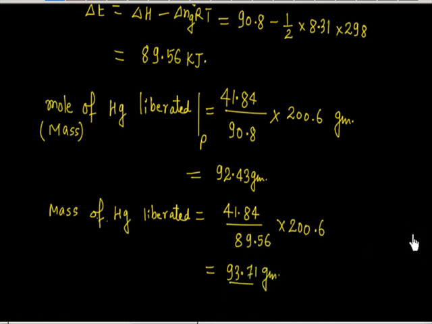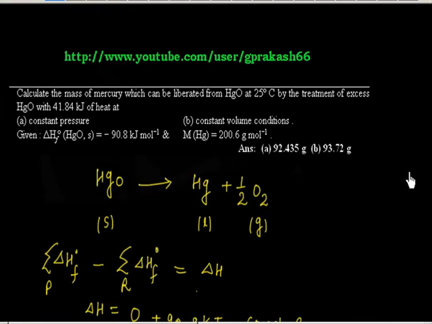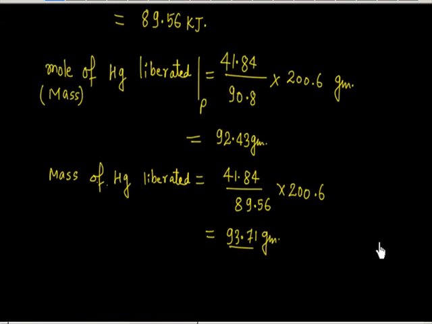You should have 92.43 and then 93.72. Now you see one important point: at constant pressure you are getting lesser mass, at constant volume you have higher mass. This should be because at constant pressure some of the amount of heat is used for PV work. Now at constant volume, volume is constant, so no PV work. So all of the heat has gone to liberate the mass of Hg. So no PV work. This is important.